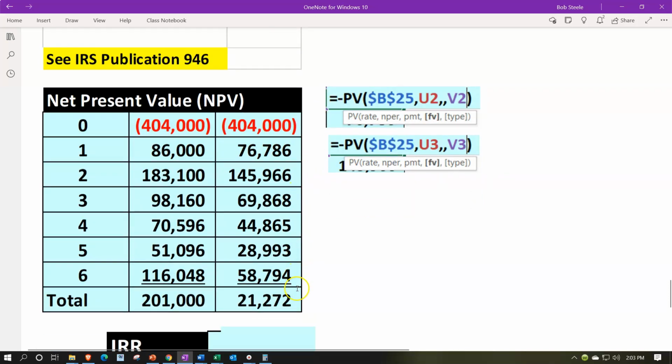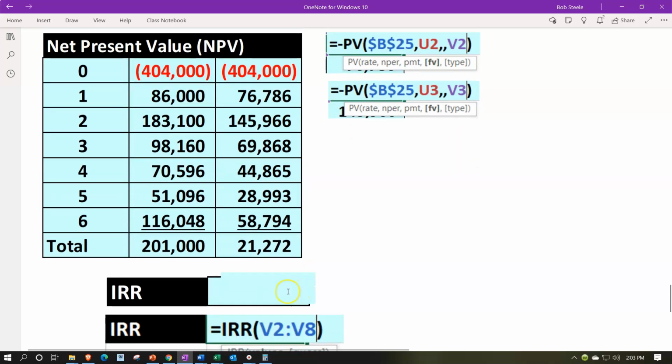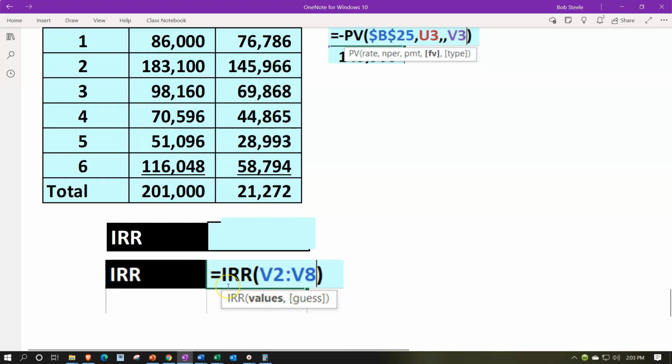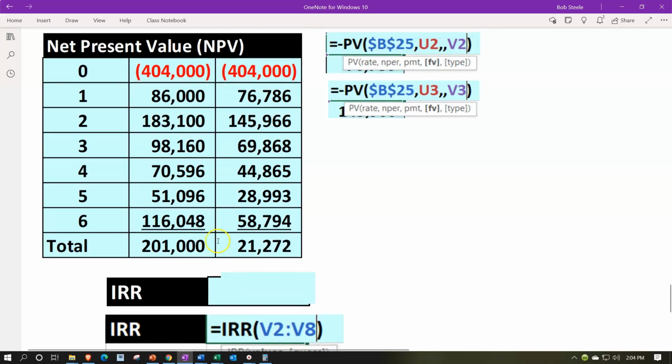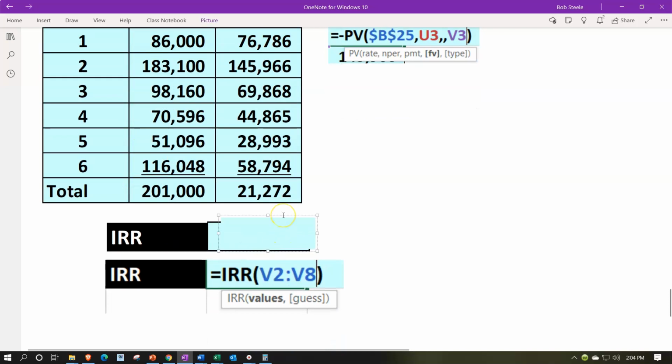You might ask, what is the rate there? To calculate that, that would be the internal rate of return. The internal rate of return being the rate at which, if we used it to calculate the net present value, would result in 0. And so that then is going to be calculated as equals the IRR, summing up the values, negative numbers for the outflow, positive for the inflow, and that would then result in the 13.98.